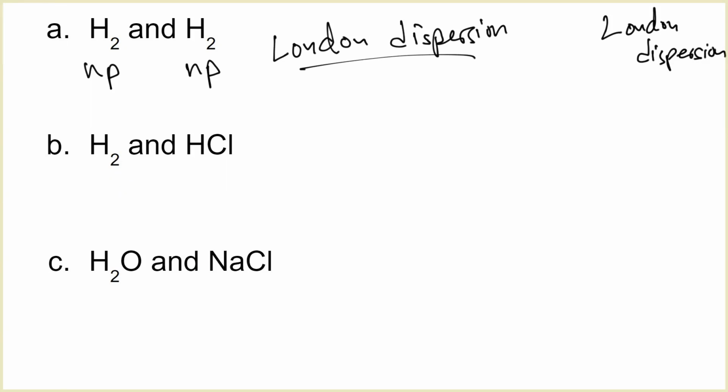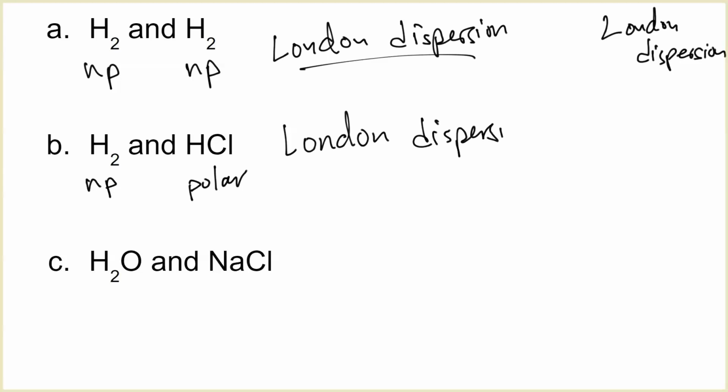We know this is nonpolar. HCl, polar or nonpolar? It is polar, good. So we have one nonpolar molecule and one polar molecule. What type of interaction do you think this is going to be? Dipole-dipole needs both to be polar, so this one is also London dispersion. Okay.